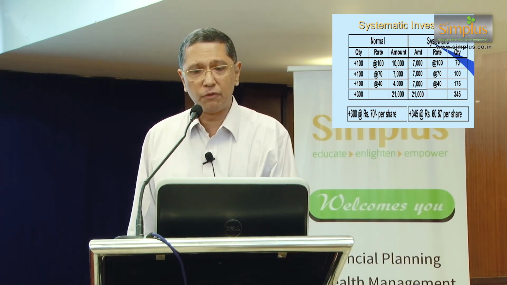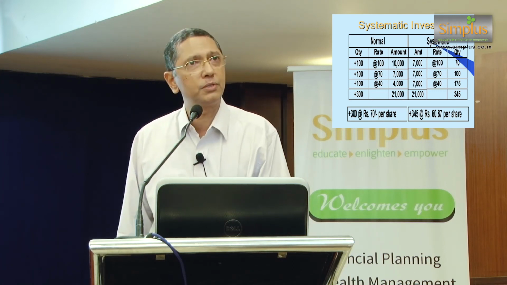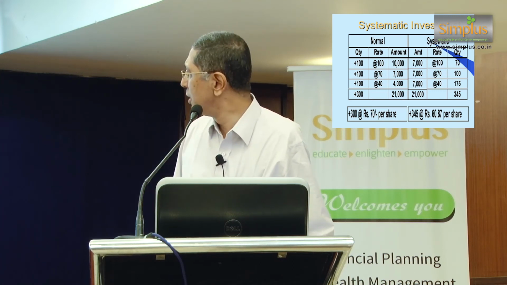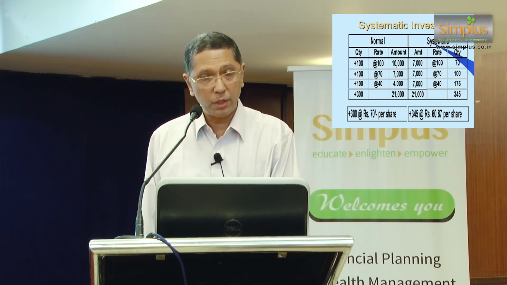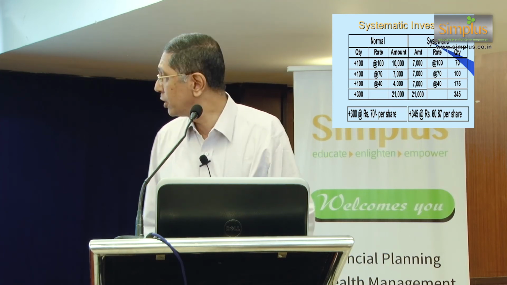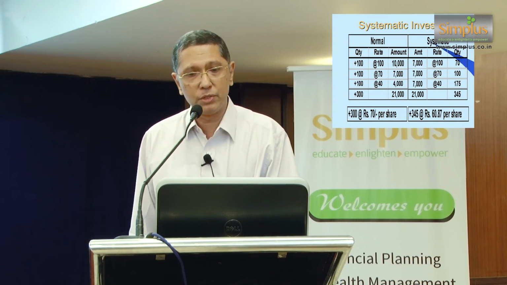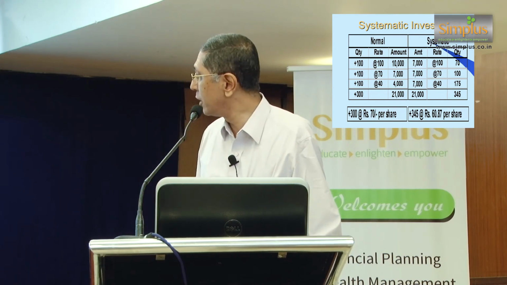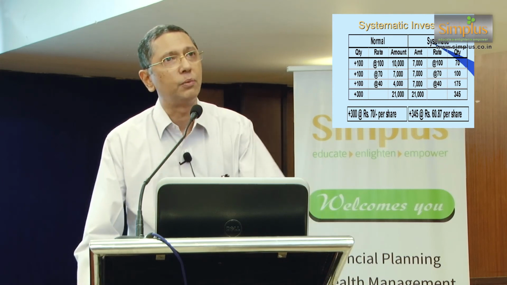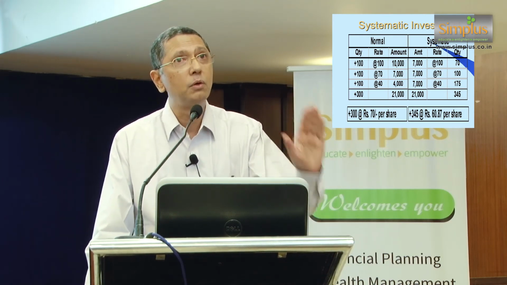Next, I buy when the fall is to 70 rupees. I can buy 100 stocks for 7,000 rupees. My third purchase is at 40 rupees. I can buy 175 stocks. Now, when I do my mathematics, my total is 345 stocks, not 300 stocks. And when I do my average, it is 345 stocks at an average of about 61 rupees. Without trying, in the background, when you were not even aware of it.